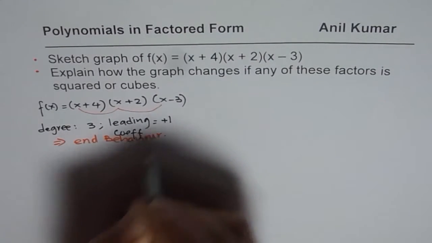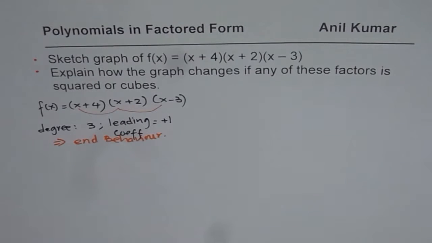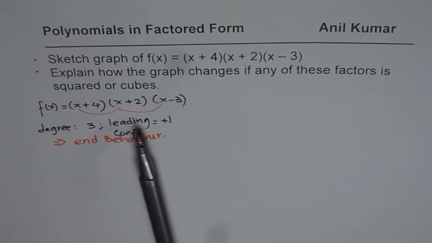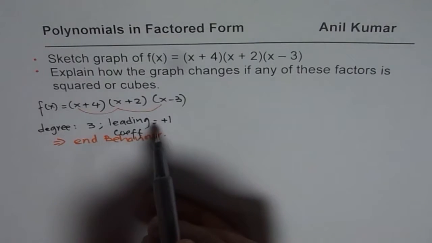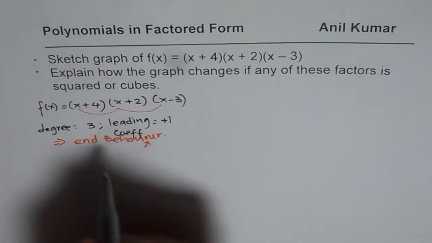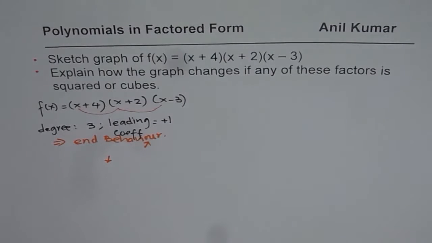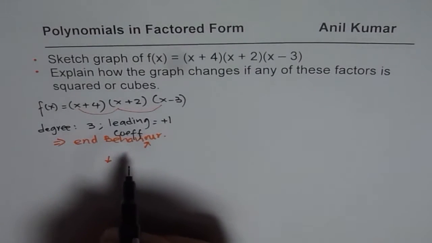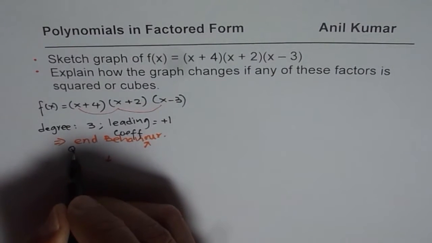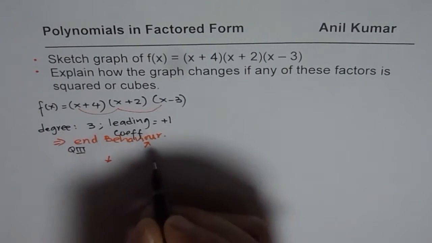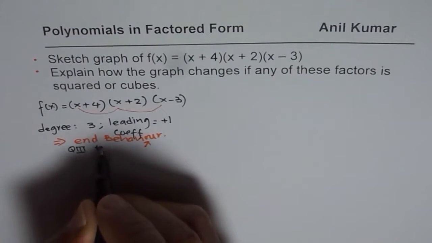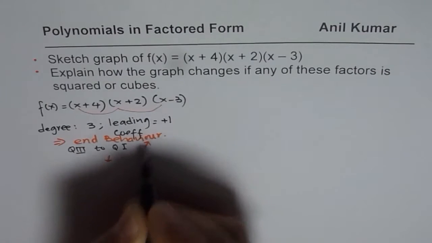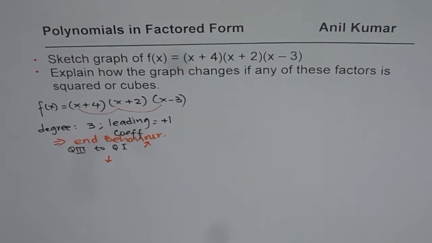We'll use all this strategy to sketch. Let me first explain all these steps. So positive leading coefficient means right side is up, and odd degree means opposite ends. So the end behavior for us, in this case, is from quadrant 3, since it is right side up, to quadrant 1, right side up. Opposite ends means quadrant 3 to quadrant 1. So we got that information.